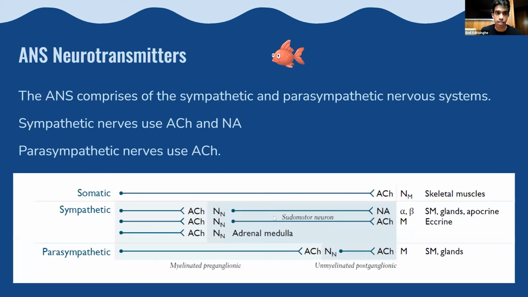So to get started, giving a brief overview of the ANS, let's talk a little bit about the neurotransmitters in the autonomic nervous system. We all know that the ANS comprises the sympathetic and parasympathetic nervous systems, and the sympathetic nerves use acetylcholine or ACH and noradrenaline, and that's what we see here. And then you have the parasympathetic nerves, which only use acetylcholine. Just as some baseline knowledge, things that use acetylcholine will usually be called cholinergic, and things that use noradrenaline or adrenaline will be called adrenergic.